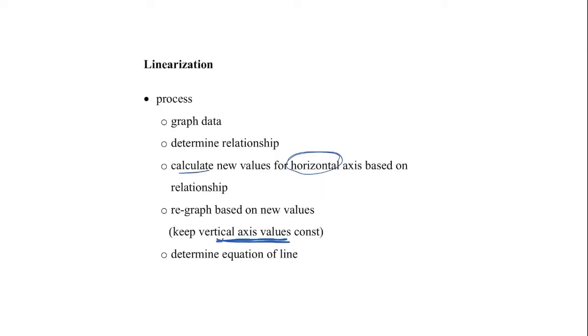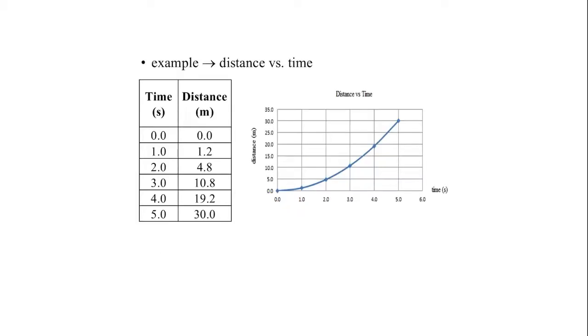Well, again, what was our step? We graphed the data. There we go. We determined the relationship, a squared relationship. So it's a quadratic where displacement is proportional to time squared. Again, how do I know this?